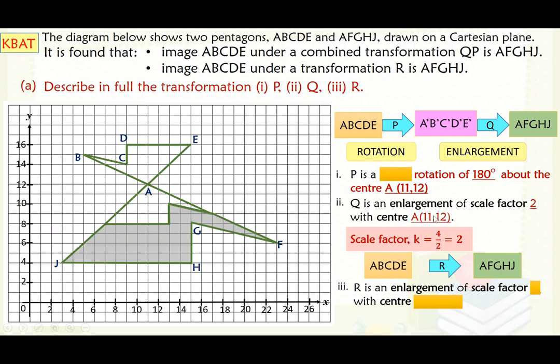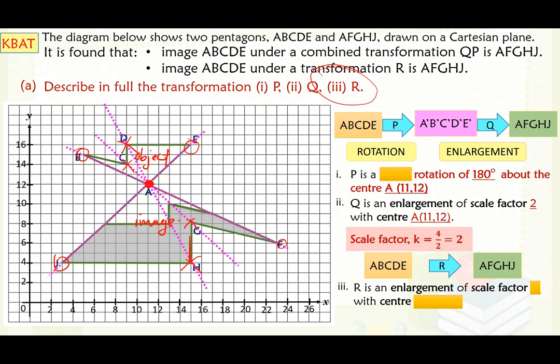Okay, now we go to part 3. I want to find the transformation R. R is an enlargement with scale factor. This is my object. This is my image. So this is the corresponding point. This is the corresponding point. This is the corresponding point. This is the corresponding point. This is the center of the enlargement.